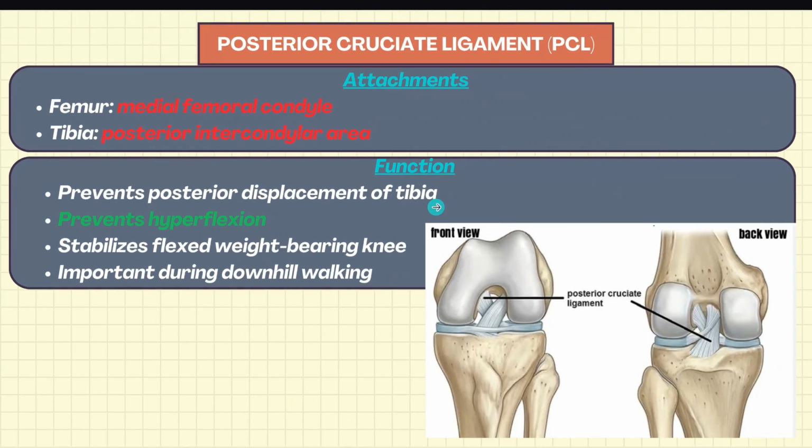Now we have the posterior cruciate ligament, PCL, and the attachments for it. On the femur, it's going to be attached to the medial femoral condyle, and on the tibia, it's the posterior intercondylar area. You can see here, this is the posterior view, and this is going to be our posterior cruciate ligament. Now, what's the purpose of it? Basically, the opposite of the anterior cruciate ligament. It's going to prevent posterior displacement of the tibia, and it's going to prevent hyperflexion. So ACL is for hyperextension, and PCL is for hyperflexion.